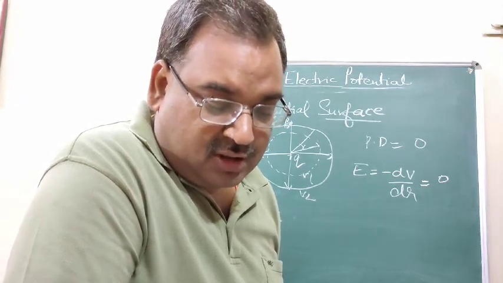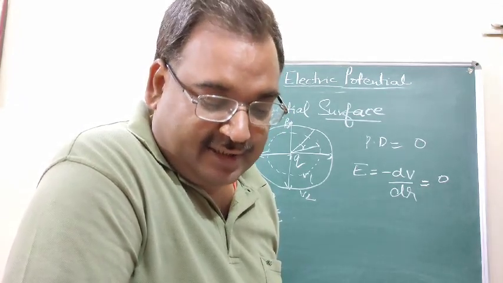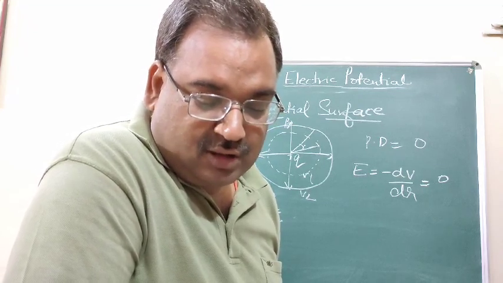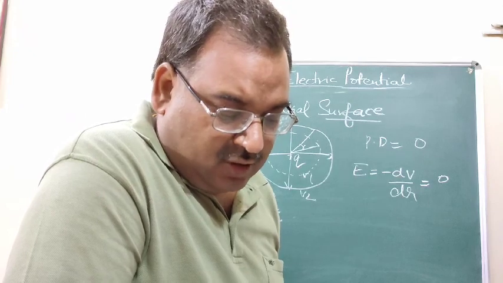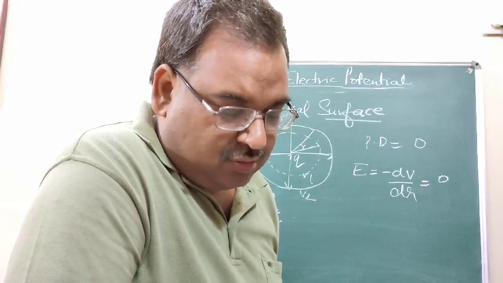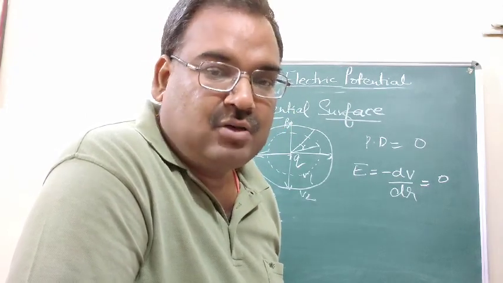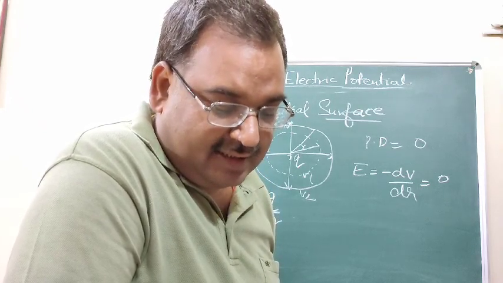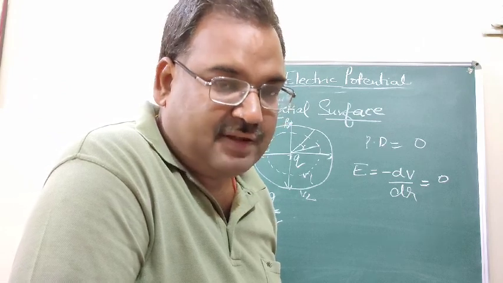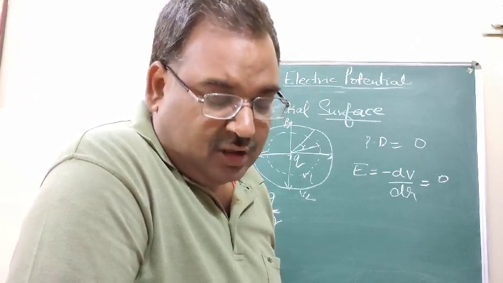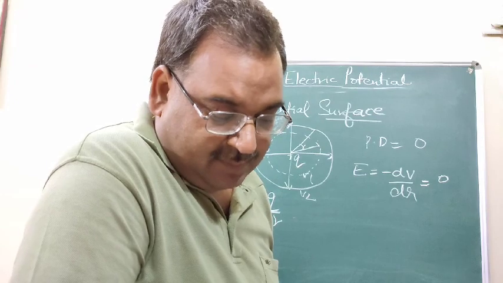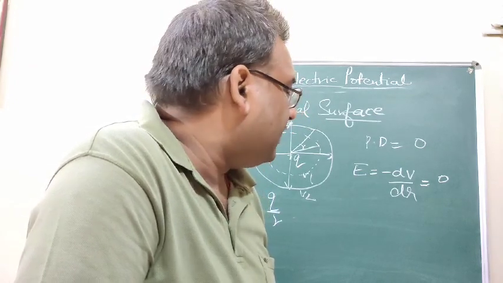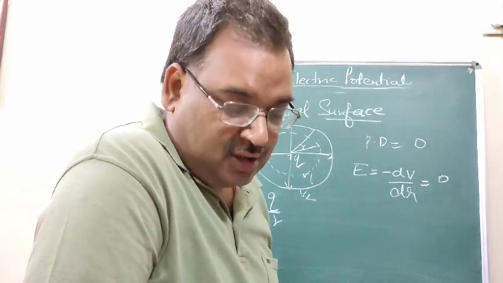This is so because there is no potential gradient along any direction parallel to the surface, and so no electric field parallel to the surface. Electric field parallel to the surface is 0. This means that electric field E and hence the lines of force are always at right angle to the equipotential surface. This will happen only when the component of electric field parallel to the surface is 0.